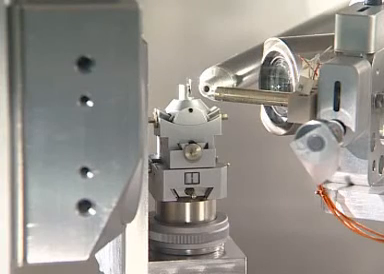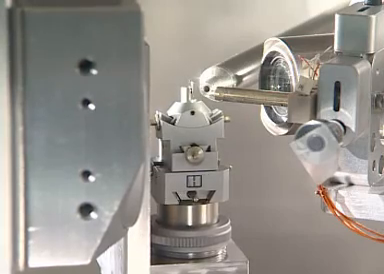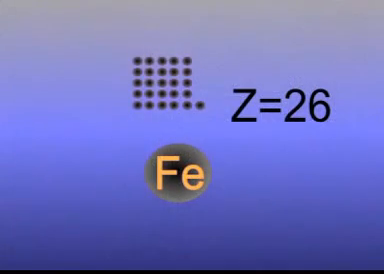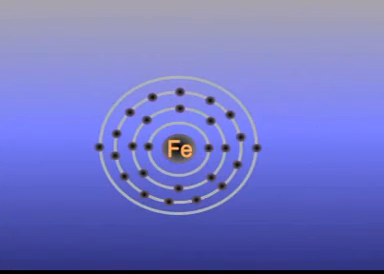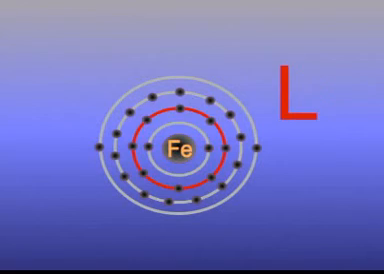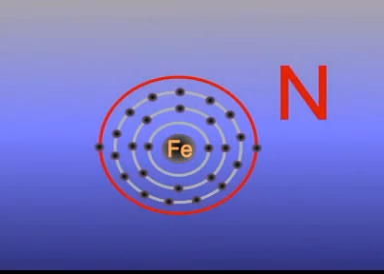The principle of X-ray fluorescence analysis can be explained by this simplified model with iron as an example. 26 electrons surround the atomic nucleus and are uniformly distributed over a total of 4 shells in space, which are referred to as the K, L, M and N shells.